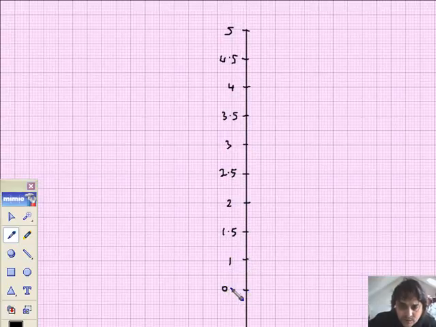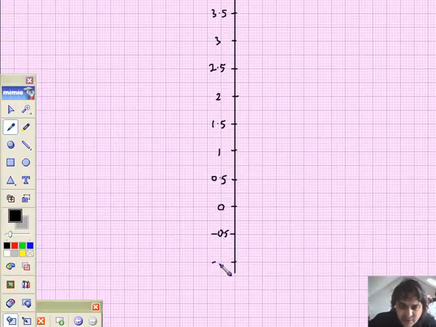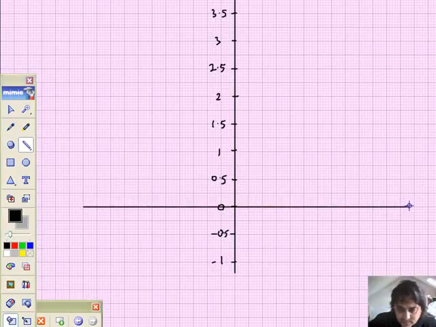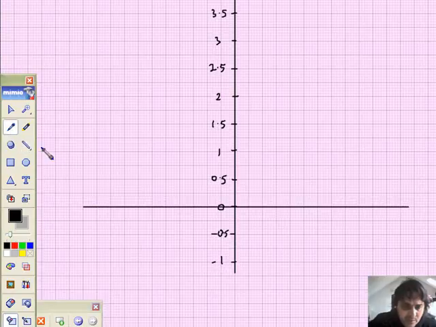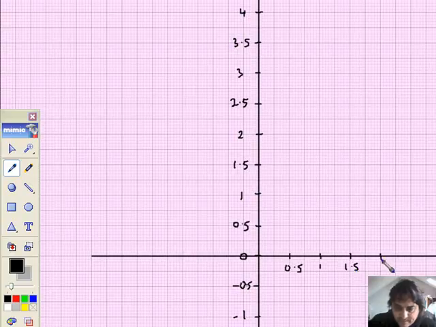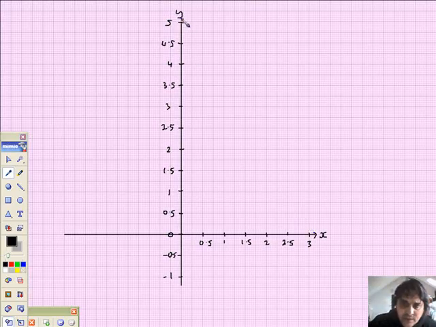1, so it'll be 0.5 and 0, so let's just go -1, minus 0.5 for completeness. Not that I'm going to use that. -1, there it is. So I'm going to go from 0 to 3 in both directions. Let's make it nice and big, and I'm going to go 0.5, 1, 1.5, 2, 2.5, and there's my 3 in the x direction, and this is my y-axis.